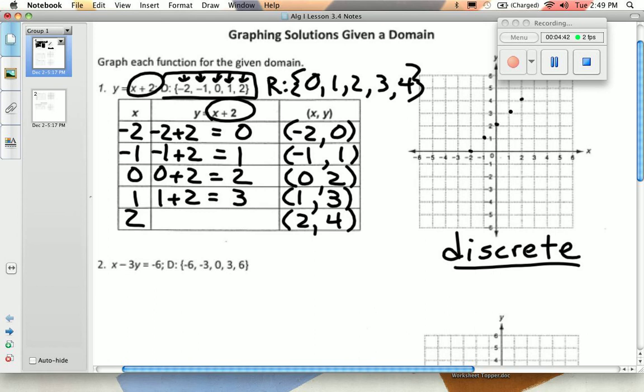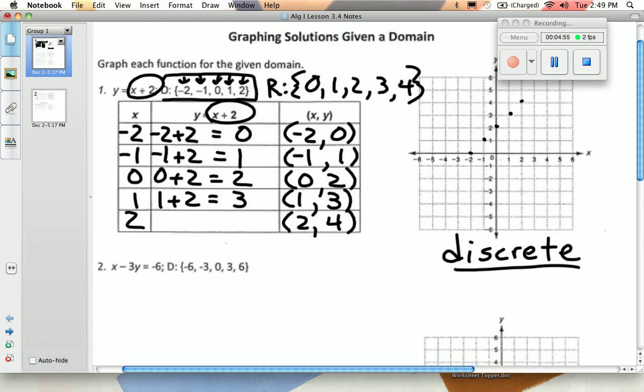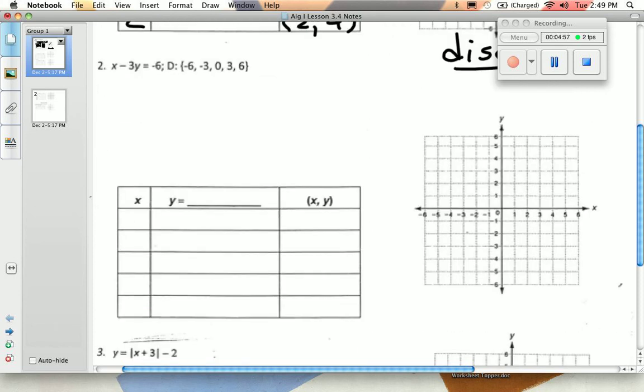So there's a distinct range also, isn't there? There are 5 different y values to go with those 5 x values. Okay, anybody got questions on that one? It's a pretty basic one. Okay, well let's move on to the next one.